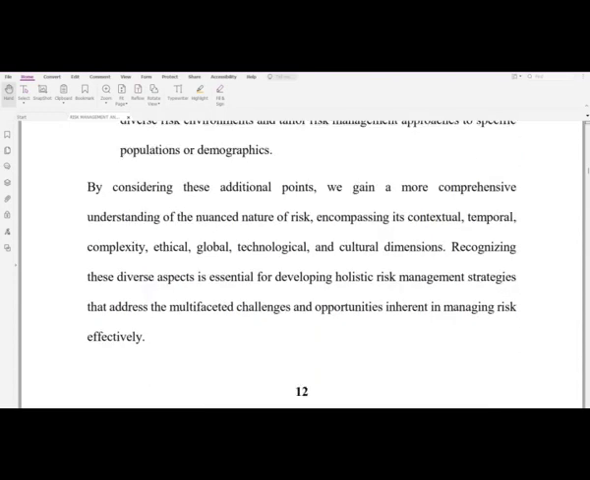By considering these additional aspects, or considerations, we gain a more comprehensive understanding of the nuanced nature of risk, encompassing its contextual, temporal, complexity, ethical, global, technological, and cultural dimensions. Therefore, recognizing these diverse aspects is essential for developing holistic risk management strategies that address the multifaceted challenges and opportunities inherent in managing risk effectively.